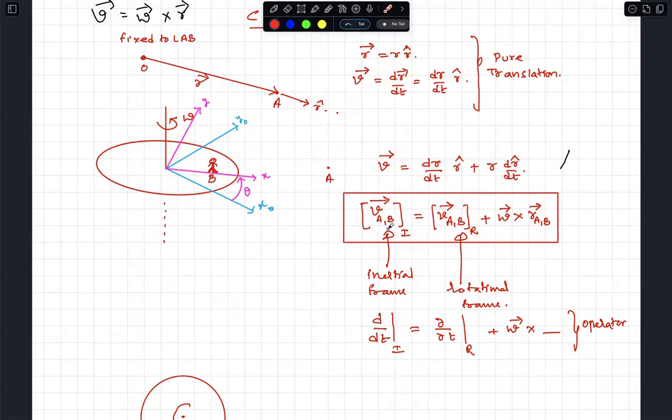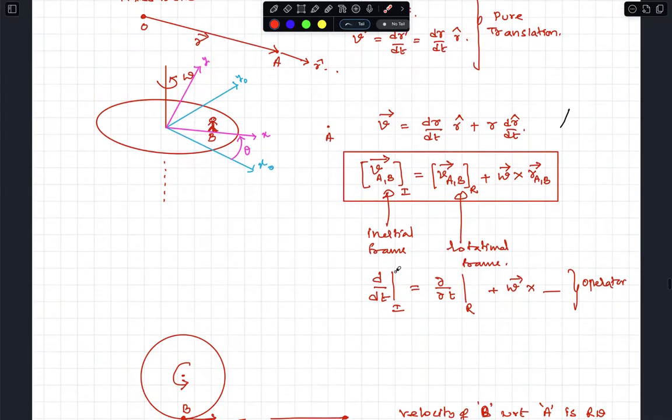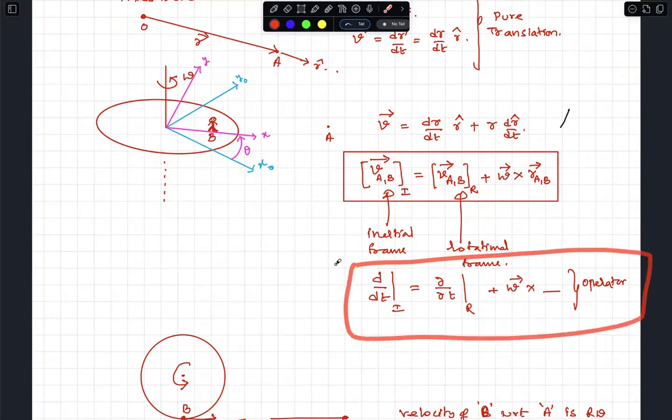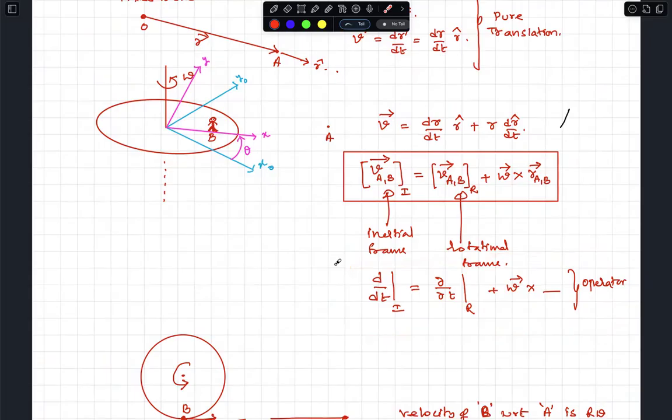Now I will define this as an operator. It is an operator that converts the inertial frame of reference to the rotating frame of reference. You see that this is an operator. This is entirely an operator. Any doubts till this point?